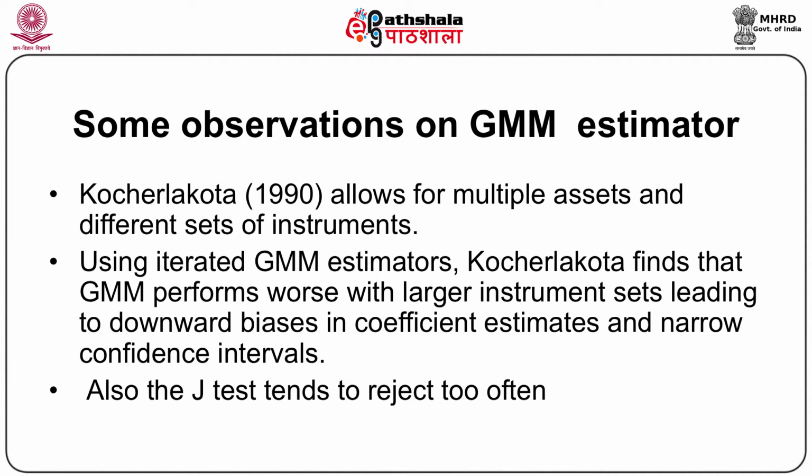Kocherlakota allows for multiple assets and different sets of instruments using the iterated GMM estimator. Kocherlakota finds that GMM performs worse with larger instrument sets, leading to downward bias in the coefficient estimates and narrow confidence intervals. Also, the J test tends to reject too often. So, you may not always obtain the desirable properties of the GMM estimator under certain conditions.